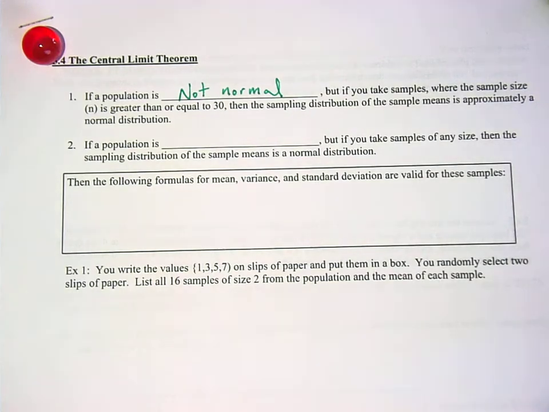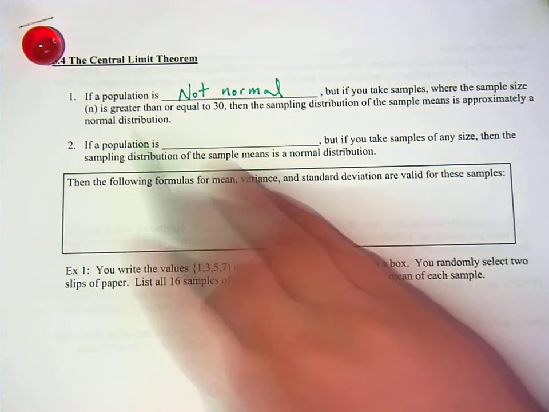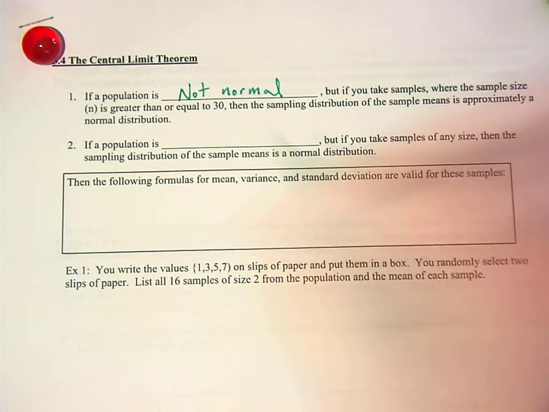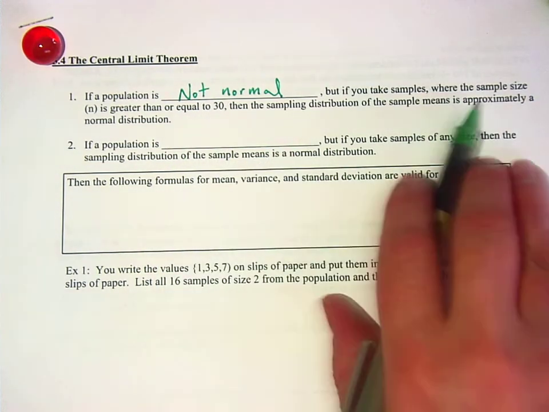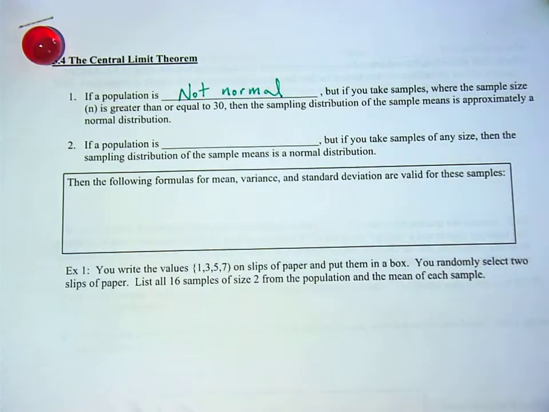And you start taking samples where the sample size is greater than or equal to 30. Then the sampling distribution of the sample means is approximately a normal distribution. So basically, if you start taking samples of any kind of data set, and your samples are greater than or equal to 30, then it will become a normal distribution. It will become a bell curve, which I'll explain more in a second.